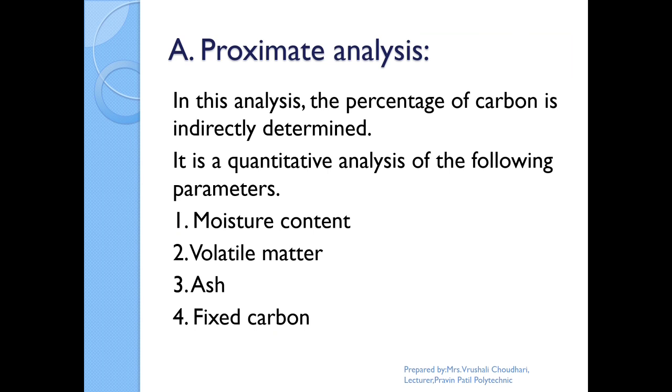Proximate analysis. In this analysis, the percentage of carbon is indirectly determined. It includes the percentage of moisture content, percentage of volatile matter, the percentage of ash produced, and the percentage of fixed carbon, how much carbon is present in that coke. Proximate analysis determines moisture, volatile matter, ash, and fixed carbon.